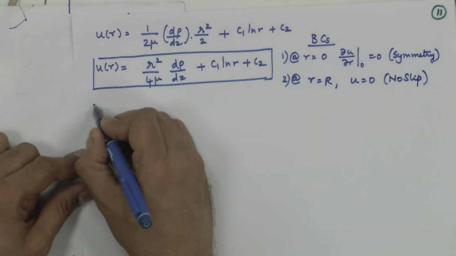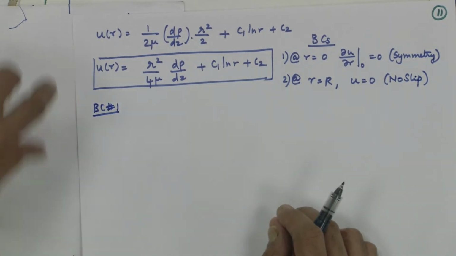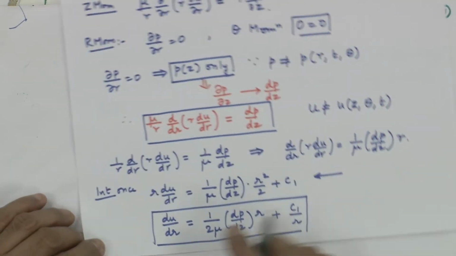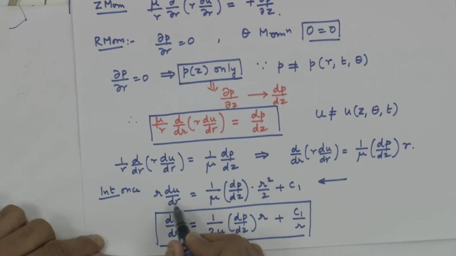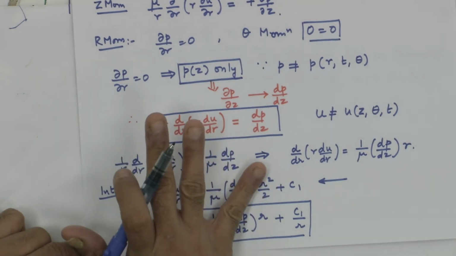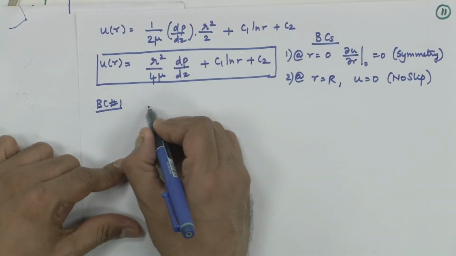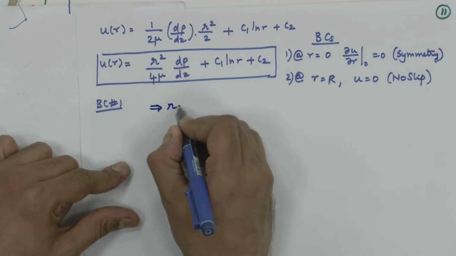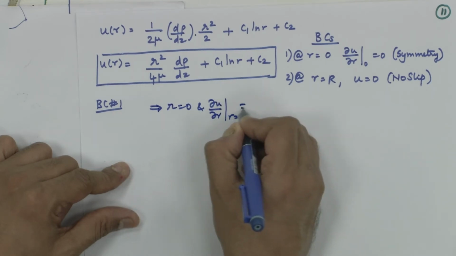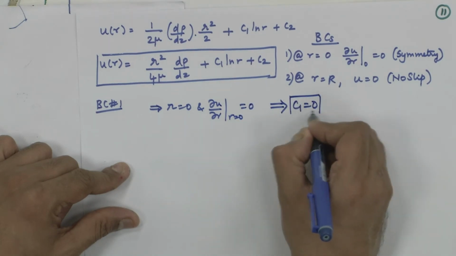So, I substitute boundary condition number 1. We are going to use it in the form du by dr equal to 0 at r equal to 0. The left hand side is 0, and this term is also 0, so it gives me C 1 is equal to 0. Therefore, at r equal to 0, du by dr equal to 0 gives me C 1 equal to 0, very nice.